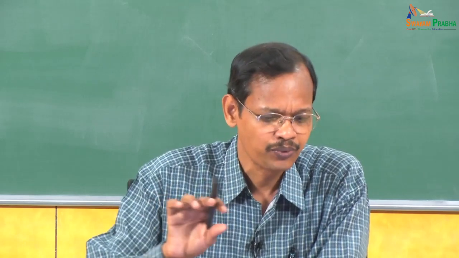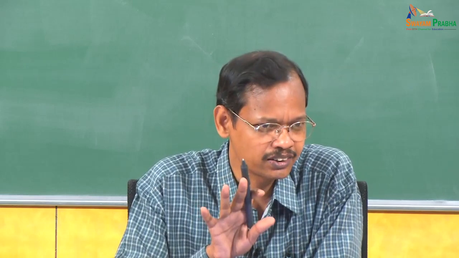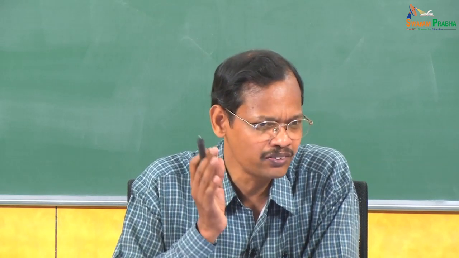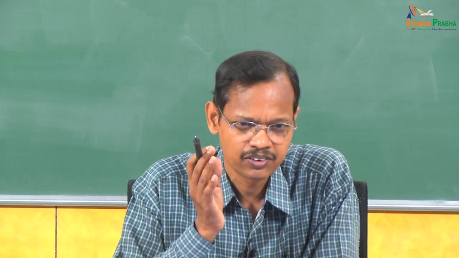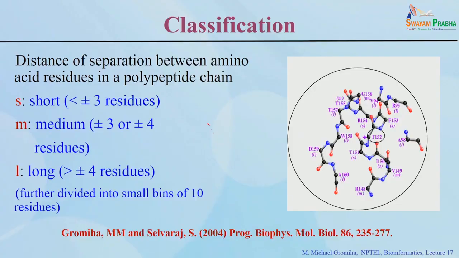One, we can see short range contacts, where we want to see the residues which are close to the central residue, either ±1 or ±2. Almost all residues have short range contacts. So, if we take any residue, how many short range contacts will each residue have? 3, 4 residues. For example, we take residue number 5, then you can see 4, 3, 6, 7. So, 4 contacts.